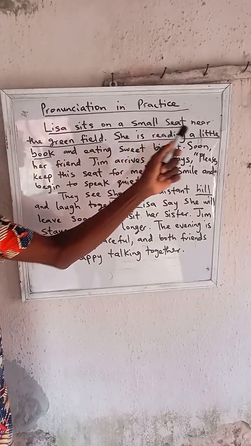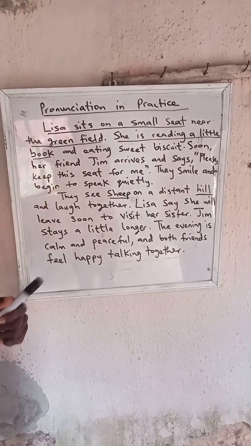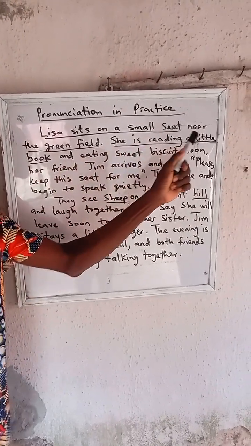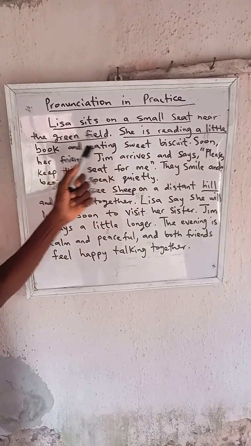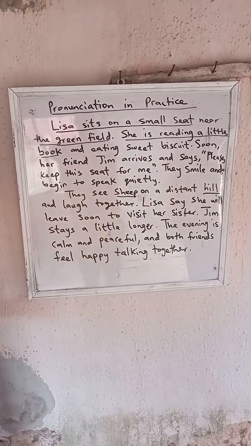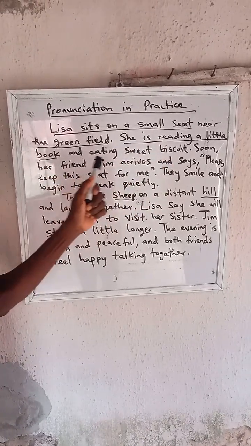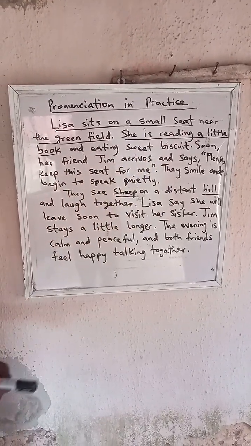Lisa sat on a small seat near the green field. She's reading a little book and eating sweet biscuits.